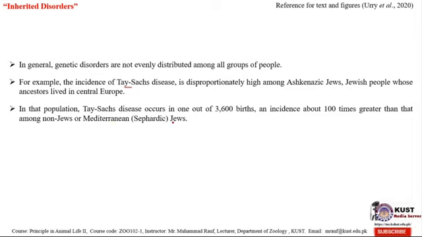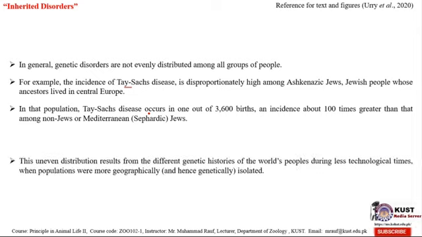Mediterranean Sephardic Jews. So you can see here that the incidence of the occurrence of a genetic disorder is also related to the particular race or ethnicity, and some people belonging to a particular race or ethnicity are more vulnerable to acquiring a particular genetic condition as compared to other populations.